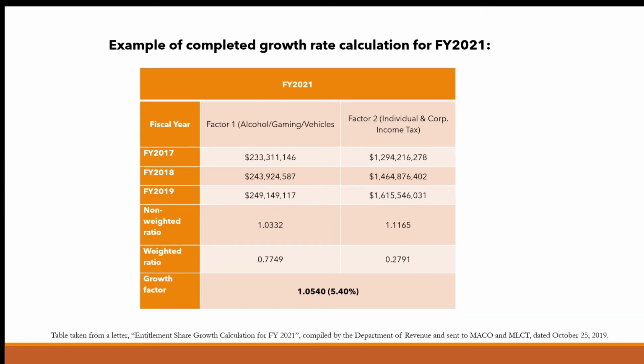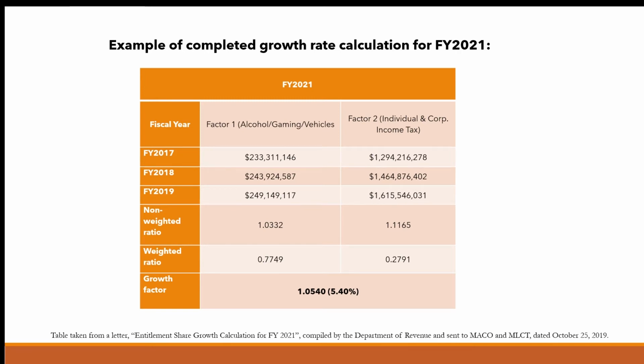Third column has the factor 2, individual and corporate income tax, again, total across the state. You come up with your ratio, which is below that, the non-weighted ratio, and then you weight that ratio, multiplying by 0.75 if it's factor 1, multiplying by 0.25 if it's factor 2, and then finally adding those both together. For fiscal year 2021, the calculated growth rate is 5.4%.